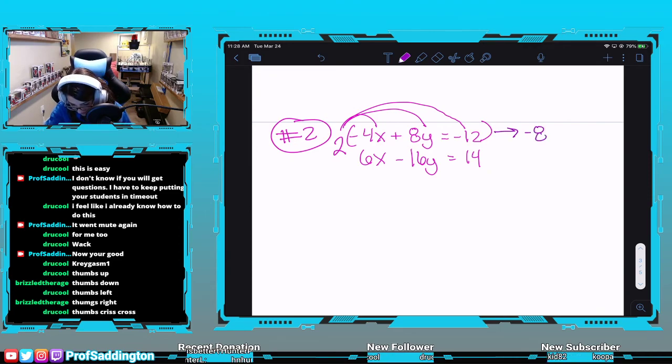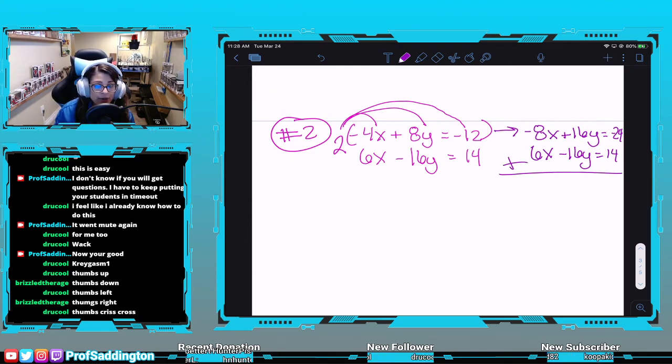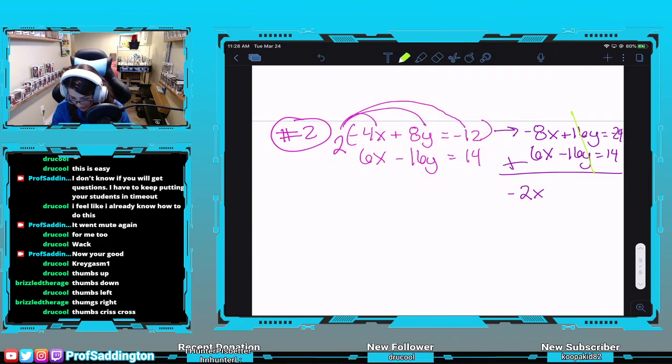So we're going to get negative 8x plus 16y equals negative 24. I'm going to scooch that in there. And then the other equation, I didn't change it, so we're just going to copy it exactly like it is. And just like before, now we're going to combine them together. So with my x's, I have negative 8x plus 6x. That's going to give me negative 2x. My y's are going to cancel out.